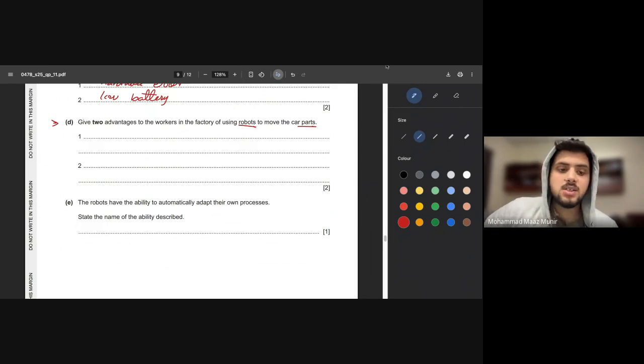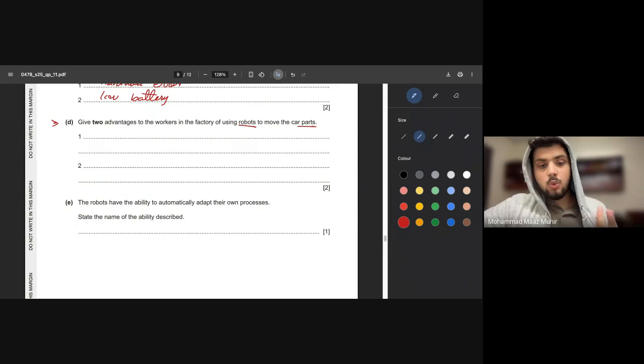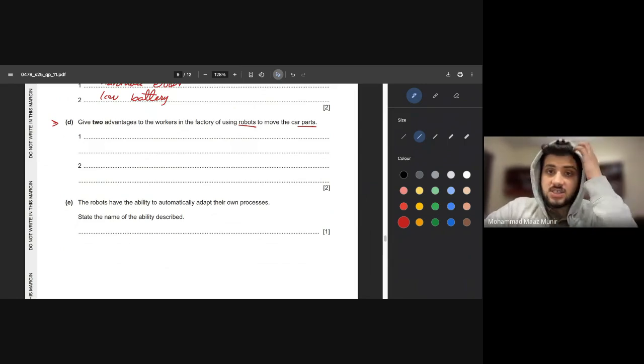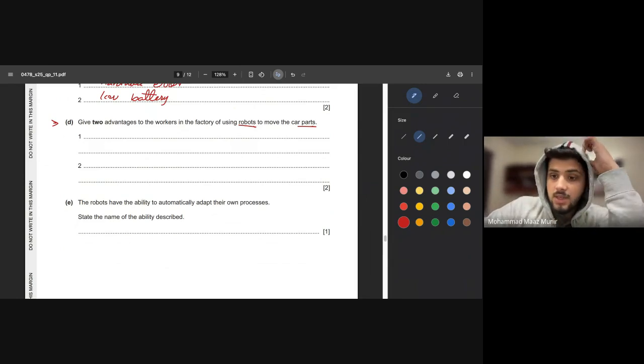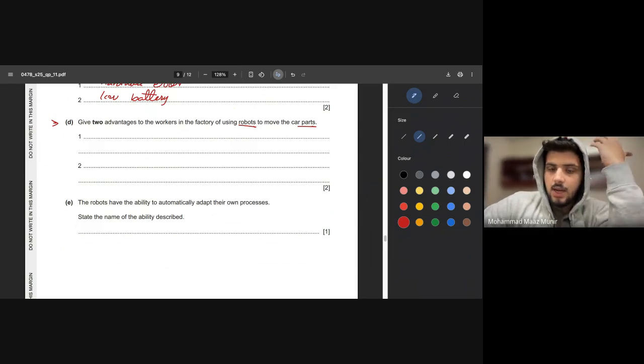So now two advantages could be that workers are no longer required to lift any of those heavy machinery. They are less likely to injure themselves. They do not need to work in any sort of dangerous environment. Interrupt means like a system error. Interrupt basically means a signal which means that the user's attention is required immediately.